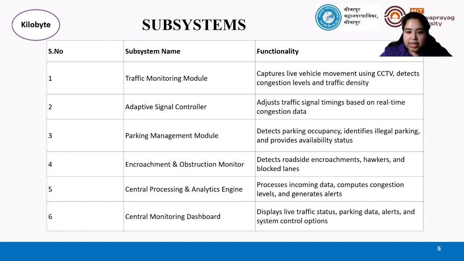Now it processes all the incoming data feed from the CCTV live footage, computes the congestion levels, where there is much traffic and less traffic, and then generates alerts according to the data feed received. And the last subsystem is the central monitoring dashboard, which displays the live traffic status, the parking data, the alerts that are being sent on a live basis, and also the system control options for the smooth management of the traffic.